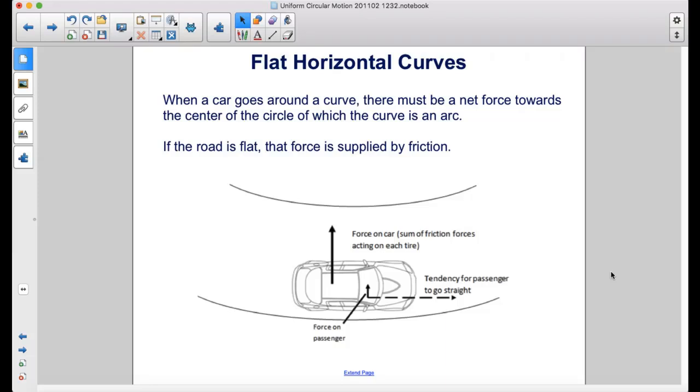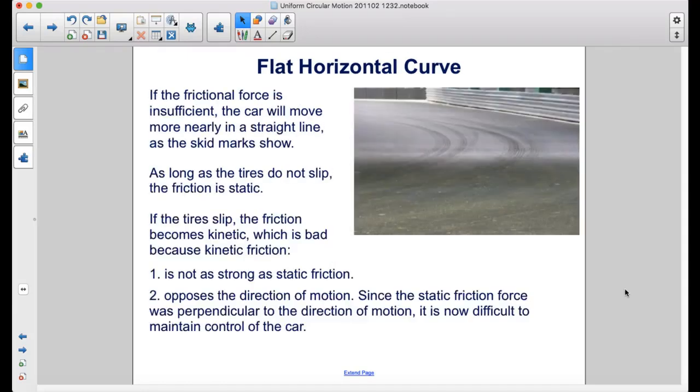When a car goes around a curve, there must be a net force towards the center of the circle of which the curve is an arc. If the road is flat, that force is supplied by friction. If the frictional force is insufficient, the car will move more nearly in a straight line, as the skid marks show. As long as the tires do not slip, the friction is static.